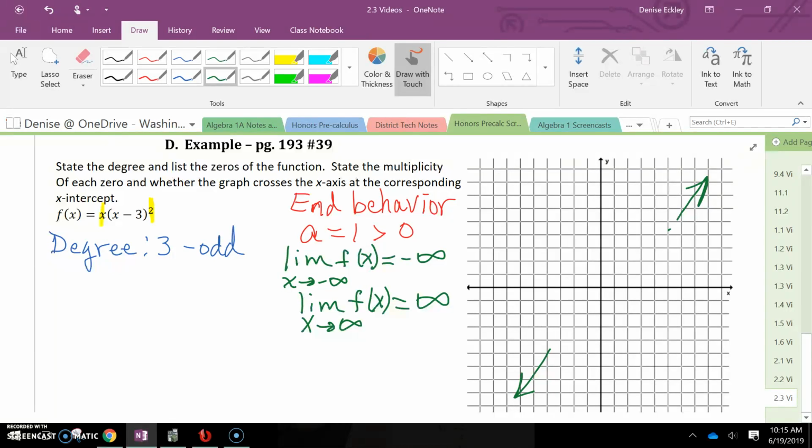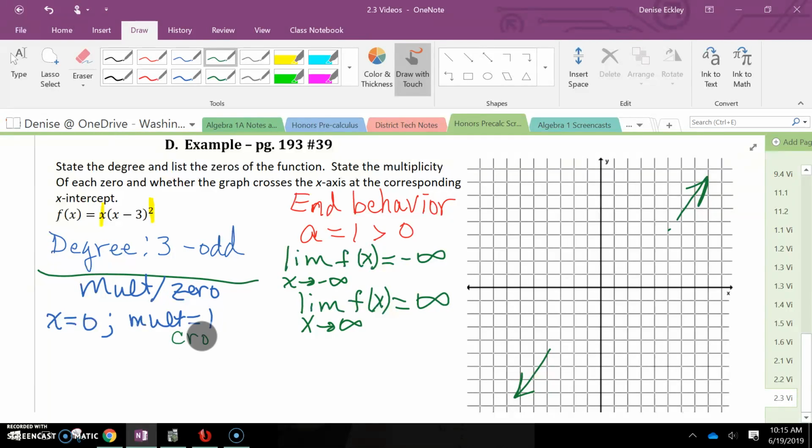Okay, so now we can talk about the multiplicity and the zeros. So we want to set each factor equal to 0. So we have x equals 0. That has a multiplicity of 1. So that means this graph crosses the x-axis at 0, and then our other 0 at x minus 3 is going to be x equals 3.